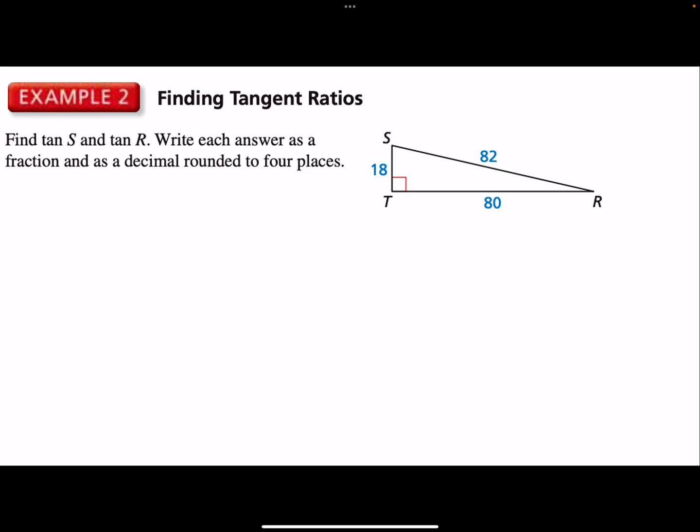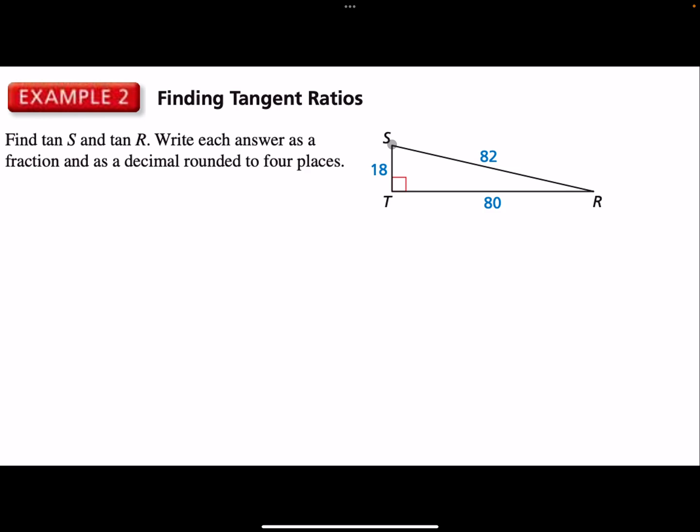So, let's look at angle S. Here's S, which means let's identify the hypotenuse. It's the longest side. That's easy. 82 is bigger than 80 and 18. It's also across from the 90-degree angle. And if we're dealing with S, my adjacent side is ST, which is 18, and the opposite side is 80, which is RT. Okay?